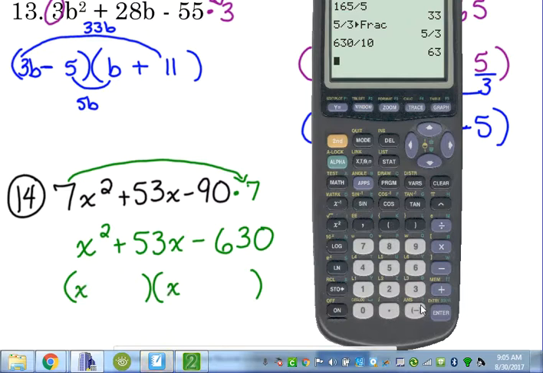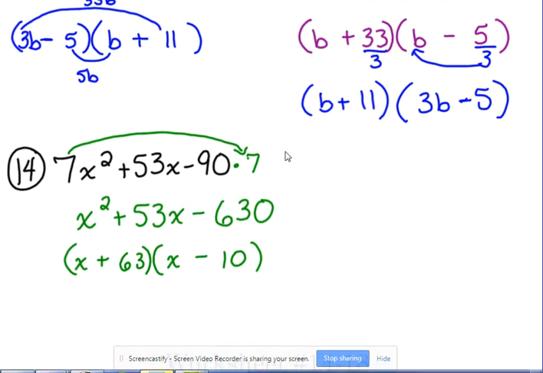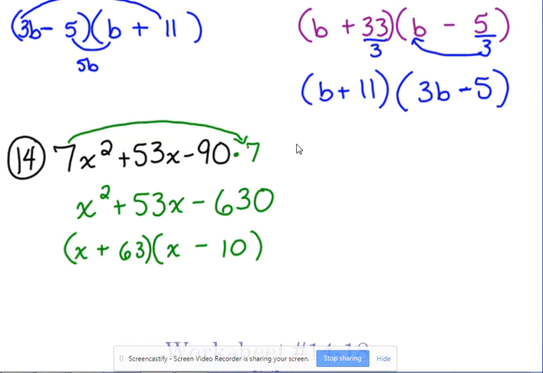x, 63, 10. They have opposite signs. The bigger number is positive, so the 63 is positive. The 10 is negative. 63 minus 10 is 53. Okay, now let's divide. So that was the slip and the factor. Now we've got to divide. We divide by that number that was in front. We divide by a.